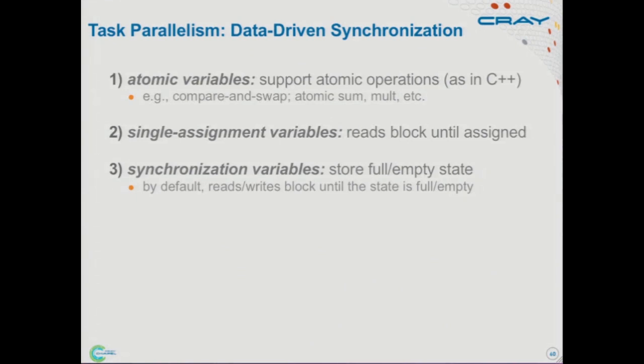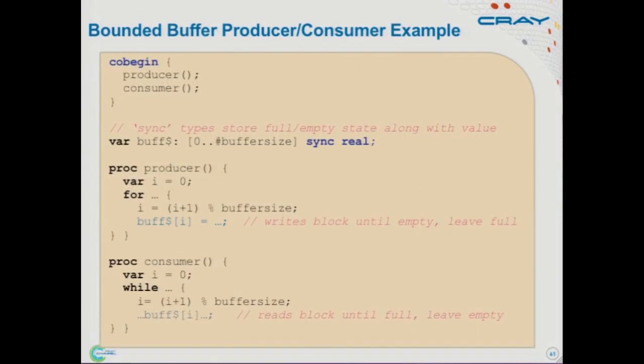I have an example that shows synchronization variables used in practice, a very simple one. At the top here, I use a cobegin to create 2 tasks. One is a producer, one is a consumer. What I'm going to do here is a very simple circular bounded buffer problem. The bounded buffer itself I'm going to represent in Chapel using this array variable called buff$, an array from 0 to buffer size. The element types here are synchronized reals. That means each element of this array stores a real floating point value, but it's synchronized, so it has this full empty state associated with it as well. Every element of the array has its own full empty bit conceptually.